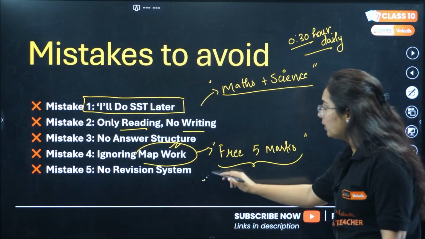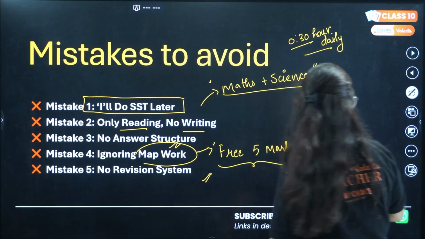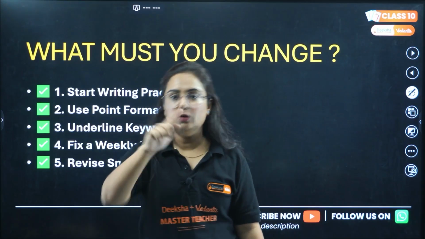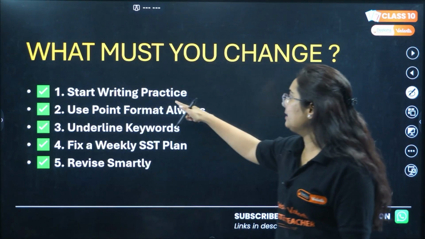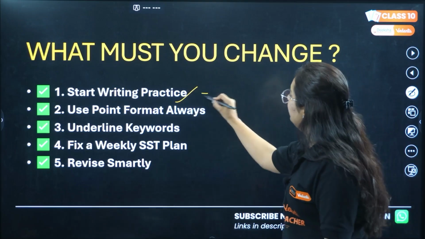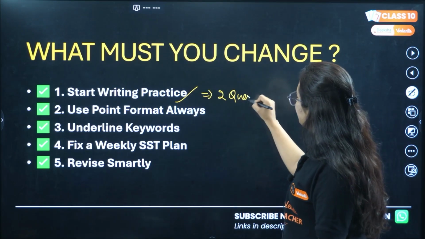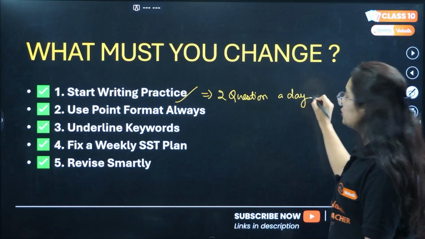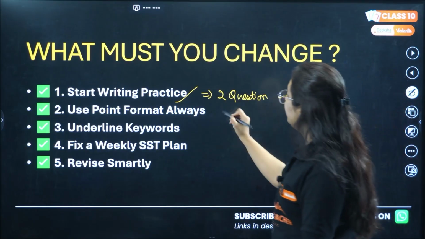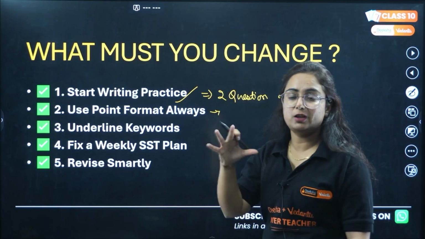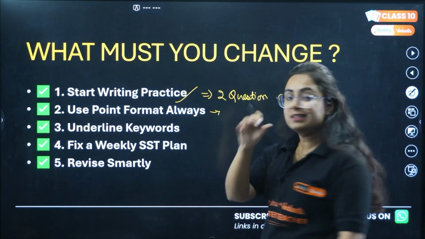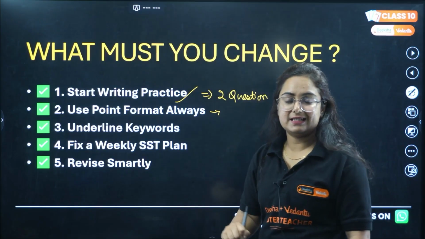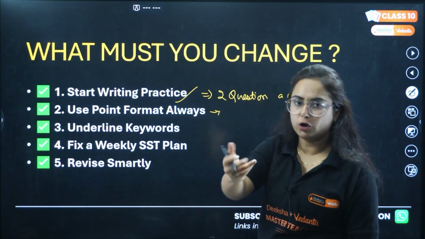Next is about no revision system, and this is a problem. I'll tell you how to revise effectively to get it done. So what you must change now is to start writing practice from day one. As I told you, 2 questions a day is all you require to become a topper. Use point format analysis, as I always tell you, bacha. A well structured answer is all we need. Point format is very necessary unless the question is about writing a short note.